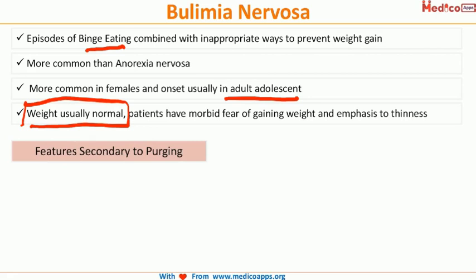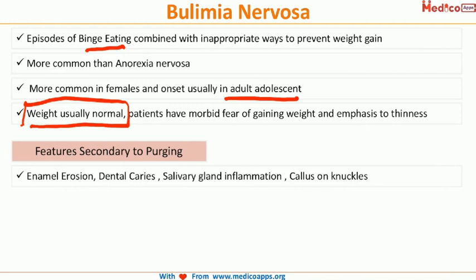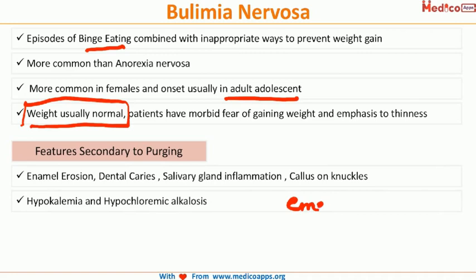Now because here the binge eating is there, and then the patient goes to purging, features secondary to purging are very evident, like enamel erosion, dental caries, salivary gland inflammation, and callus on knuckles. What happens is the patient is using their hand to induce vomiting, then involuntary closing of the mouth may cause injury to the knuckles, and hence you can see callus on knuckles of these patients. Also hypokalemic hypochloremic alkalosis happens. Because HCl, hydrochloric acid, is lost in vomiting, chlorine is getting out of the body, so we have hypochloremia.